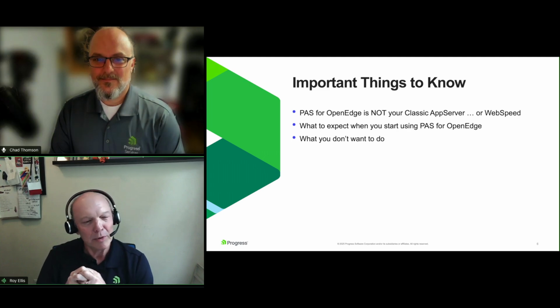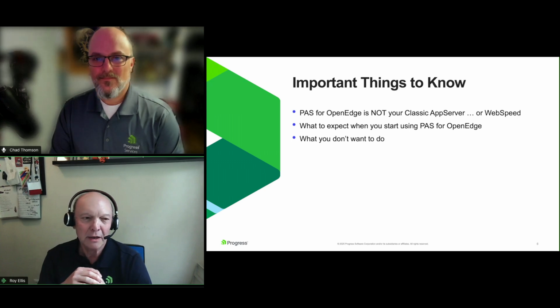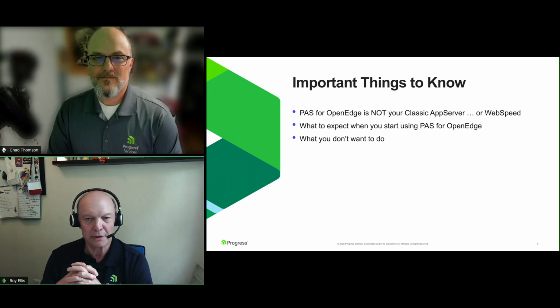So what we always find, and this is a good setup to make sure we're all on the same page, is PaaS-OE is not your classic app server or WebSpeed, right? And that's where many of the problems come in. People move from classic app server or WebSpeed. We figure that's why you're here. You had those before, and they move to PaaS-OE and it's just the same thing, only it's a different version, right? It isn't. It is very different.